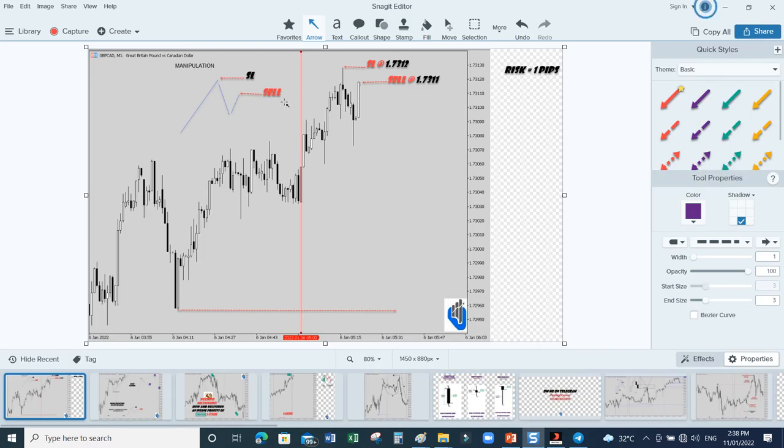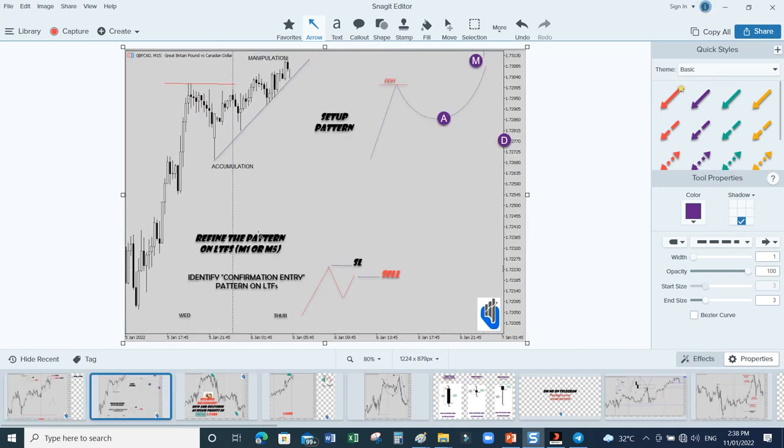So let's say this now becomes our confirmation entry. We have this as the manipulated highest high, then it comes down, price starts moving downward, right? Then it pulls back to the manipulated area. See, it gives us confirmation. Identify the confirmation pattern on lower time frames. This is it. So your stop loss is going to be at the higher high here.